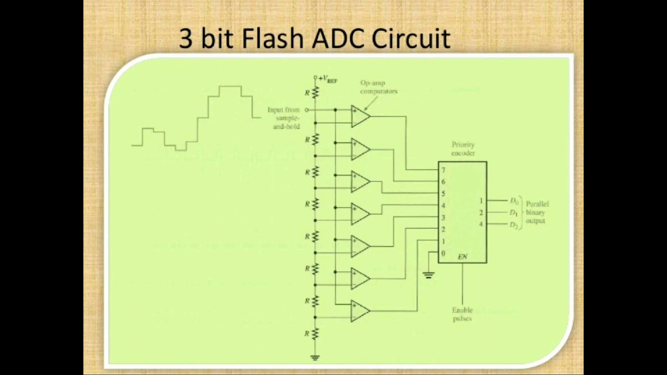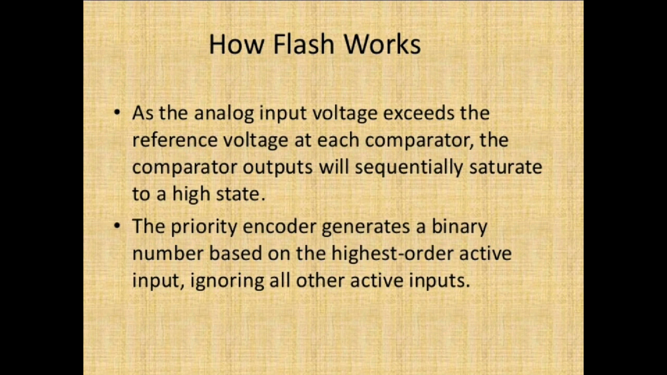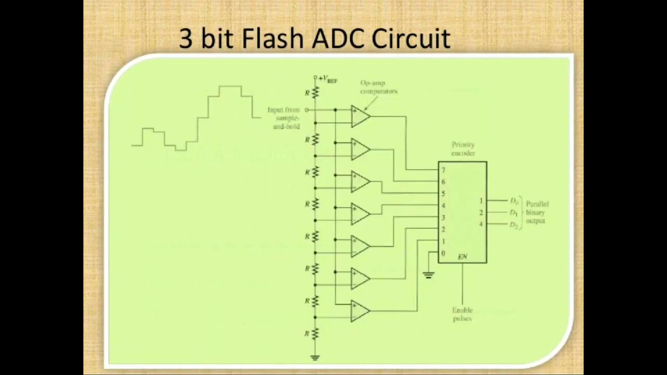So this is the block diagram of the flash A to D converter. Once again, the analog input voltage is compared with the reference. When the reference voltage is given, you can see it is connected to the different resistance terminals, and all the comparators are connected in a series way. The analog signal is given to the comparator, and another terminal is given the reference voltage.